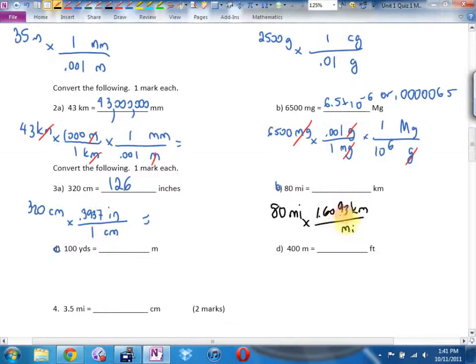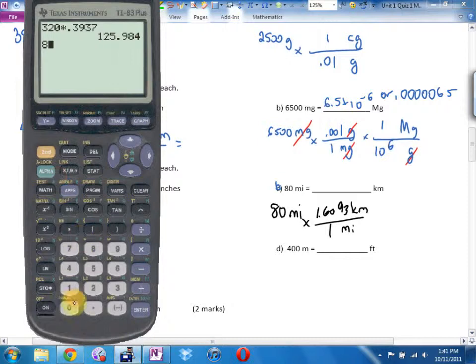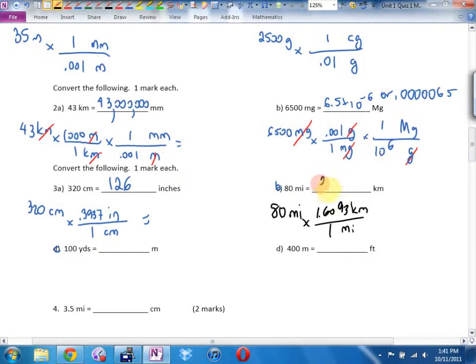So I'm going to be going 80 times 1.6093. It should be close to 100. 120, I stand corrected. 128.74. I'm going to call it 129. Jordan, if you didn't round off, that's just fine. I don't think I said in the instructions what to go to, so.